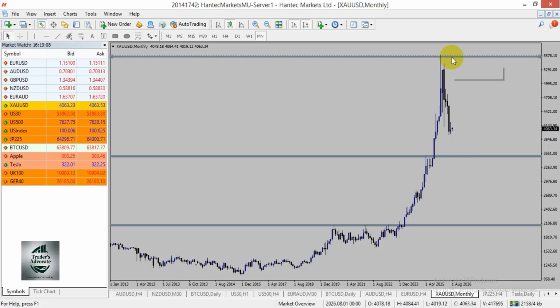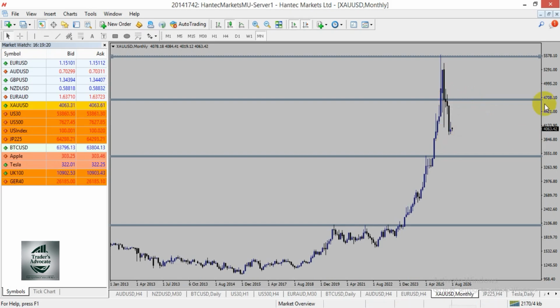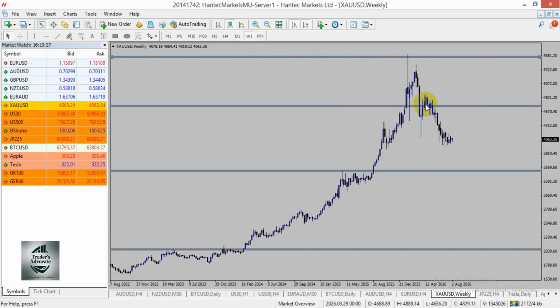I feel gold might actually play around this level and this level for several years before doing anything else. So far, there's no serious issue. Gold might actually play around this level for several years. All right, so I've marked our key levels on the weekly. You can see this level properly.